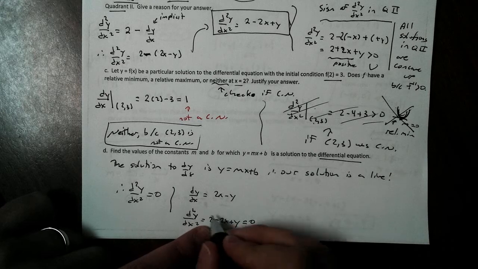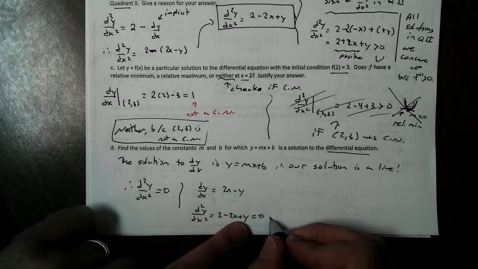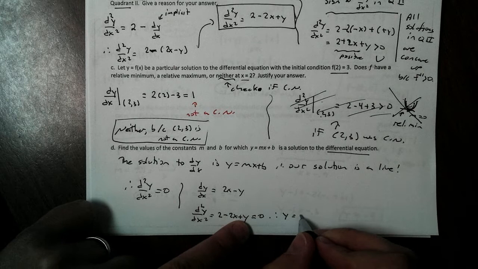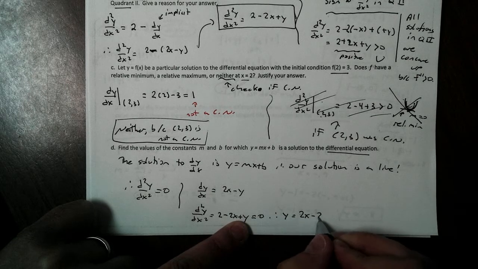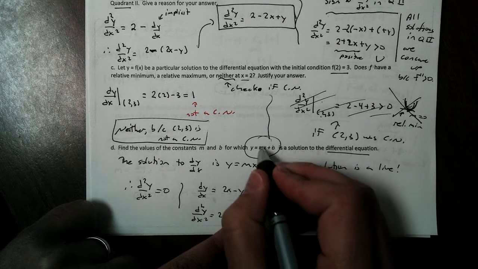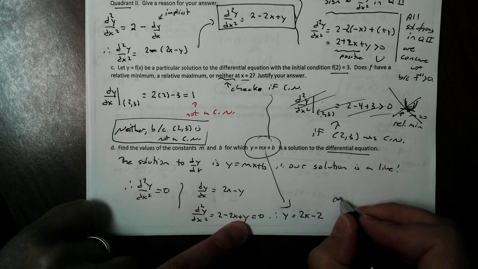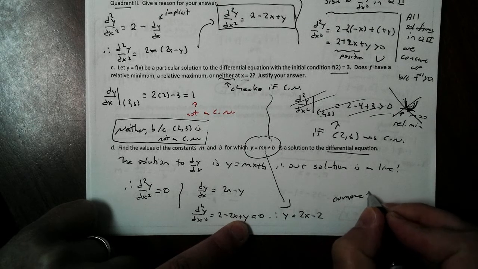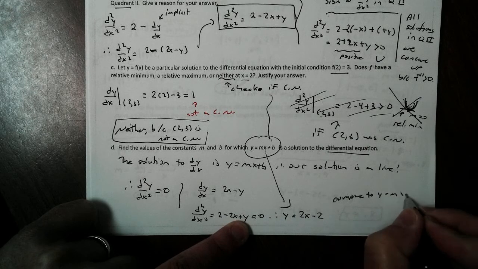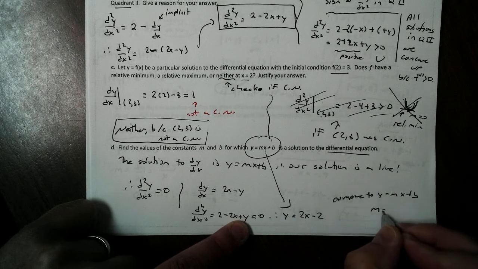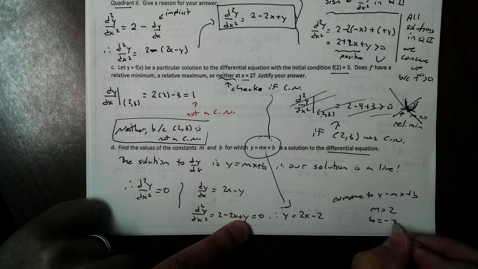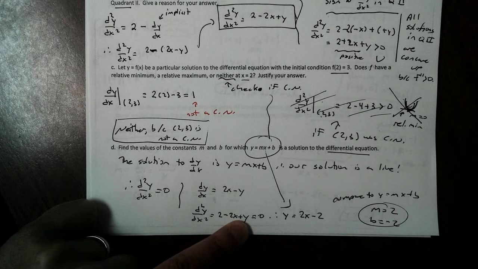So if I solve for this, if I just look at my second derivative, I can therefore say y equals 2x minus 2. Well, there's my line. So if I compare to y equals mx plus b, well, what is m equal to? 2. B is equal to -2.